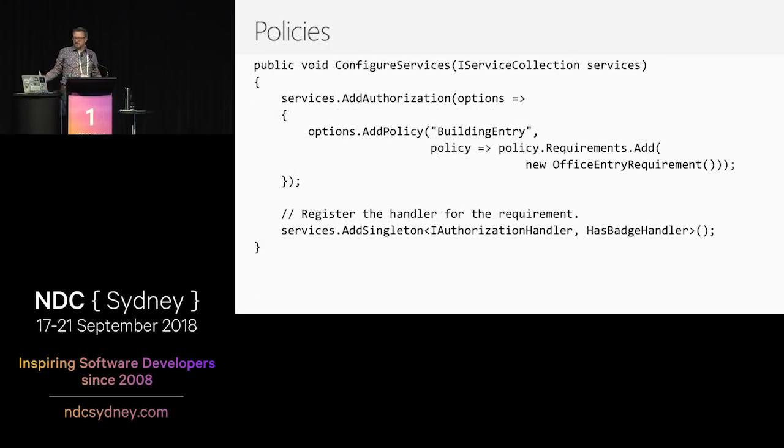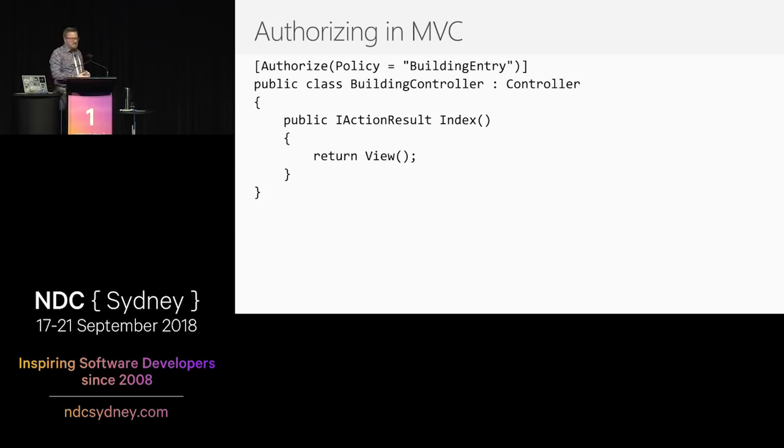And then we build our policies up by adding authorization and setting our policies. So here I'm creating a policy called building entry. I'm going to add our new requirement, which is office entry requirement. And then I'm going to shove our requirement handler into DI, because everything is DI based. And then when I want to authorize, I'm going to say authorize policy building entry, which is the one that we configured before with our building entry requirement. And it will go into our handler and call the code that we've written.